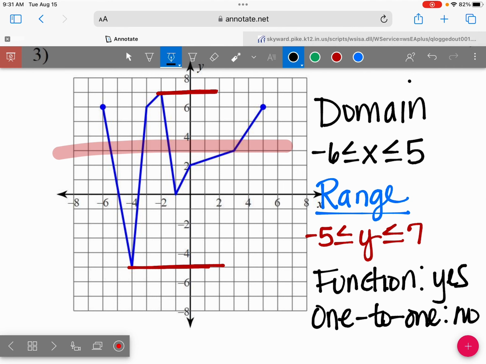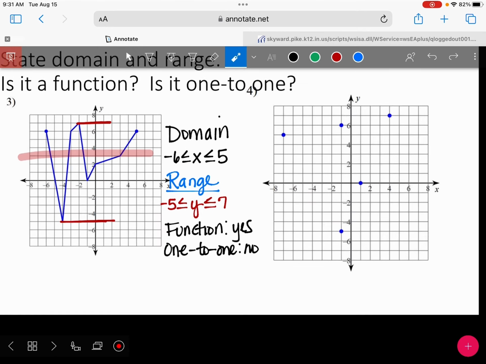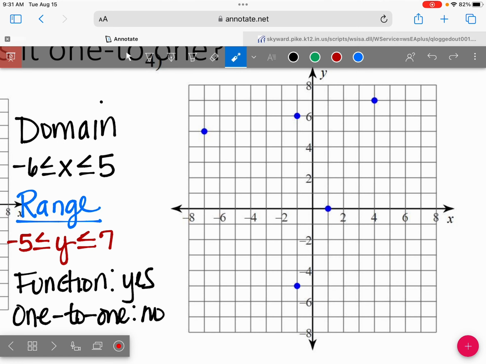All right, so the last question I want to do, we may pick up on this tomorrow, is this function here. What do you call this function? It's not continuous, it would be what? Discrete. This is discrete. So let's write our domain and range. What I'm going to do is label, I want you to write all of these points as ordered pairs. So this first point would be at -7, 7.